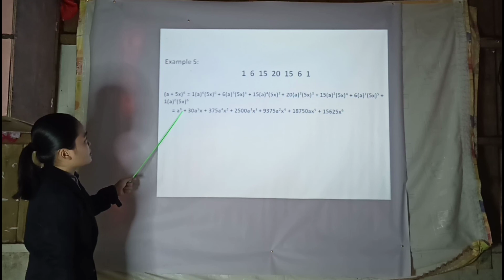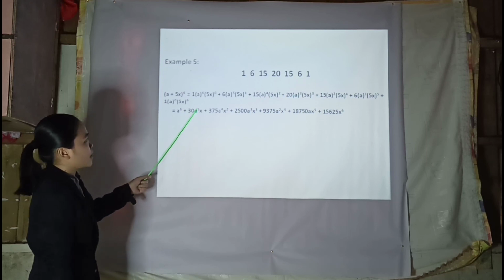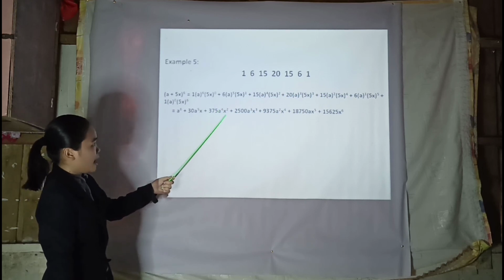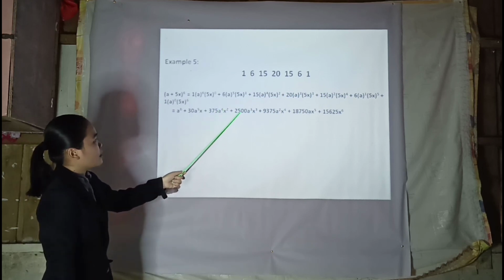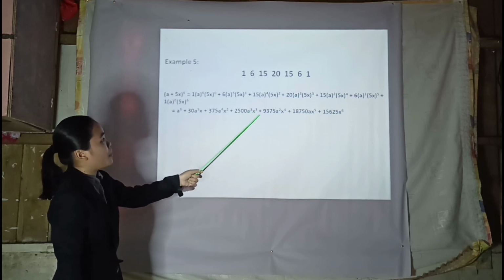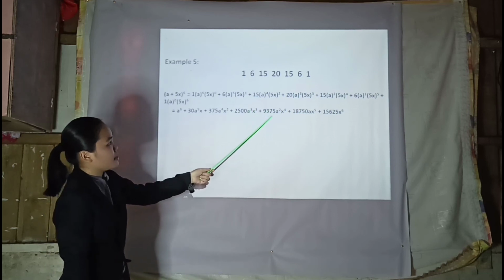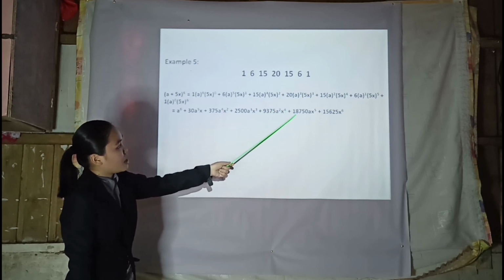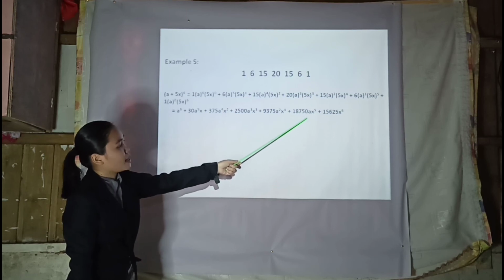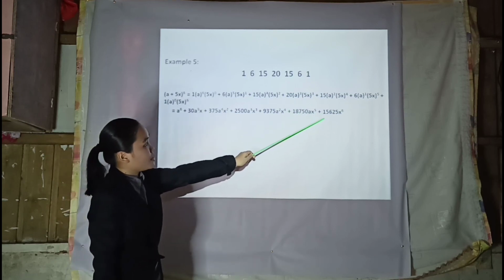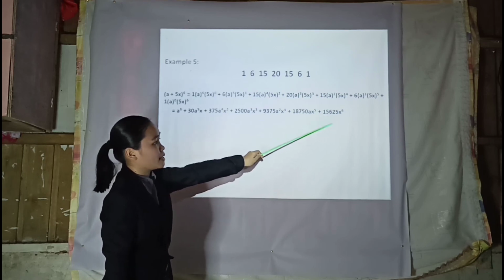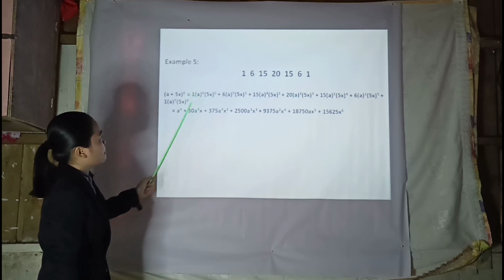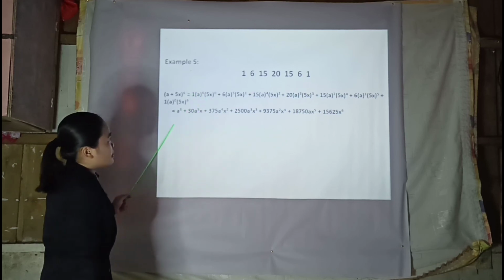a raised to 6 plus 30a raised to 5x plus 375a raised to 4 x squared plus 2,500a cubed x cubed plus 9,375a squared x raised to 4 plus 18,750a x raised to 5 plus 15,625x raised to 6. If we multiply each term, this is the final answer.